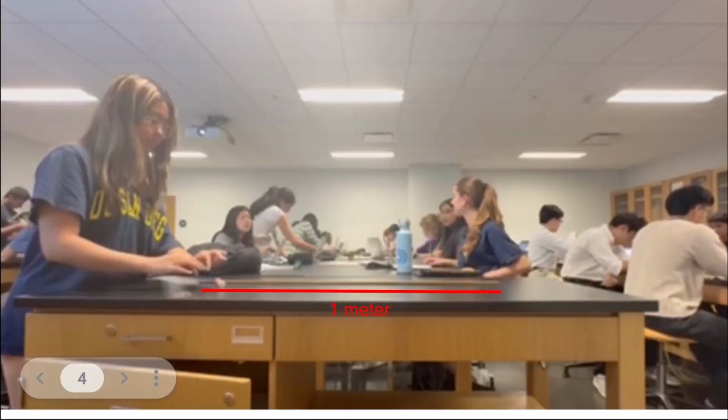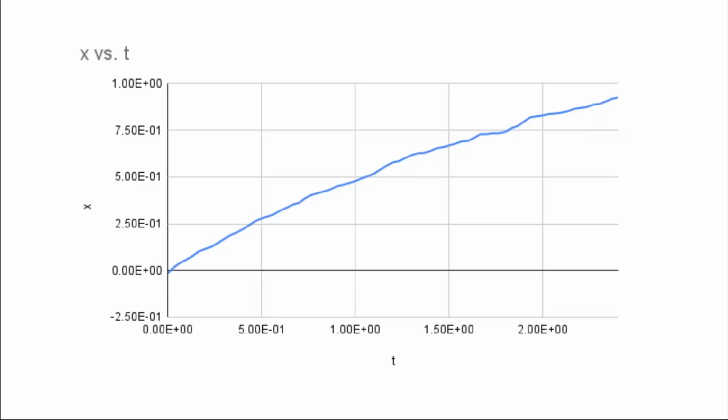We put a 1 meter stick down on the table, and then we just rolled the expo marker along the table, and we just tracked it frame by frame, and each frame was 0.033 seconds. And yeah, this was just the setup. And so this was the data that we got from Tracker. We again analyzed the video frame by frame and measured the ball's position over time.